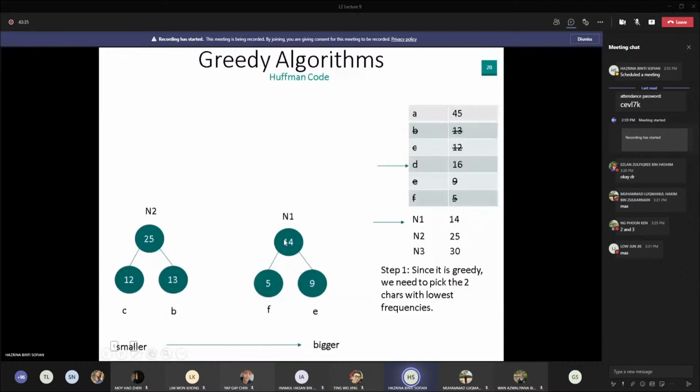Can you see here? Okay, so this 14 with 16. So 14 is already here. We add 16 here. Then we will have a new root node which is 30. Understand so far?